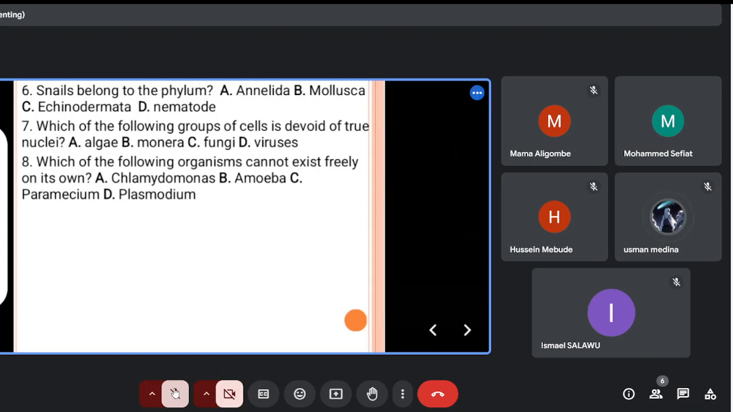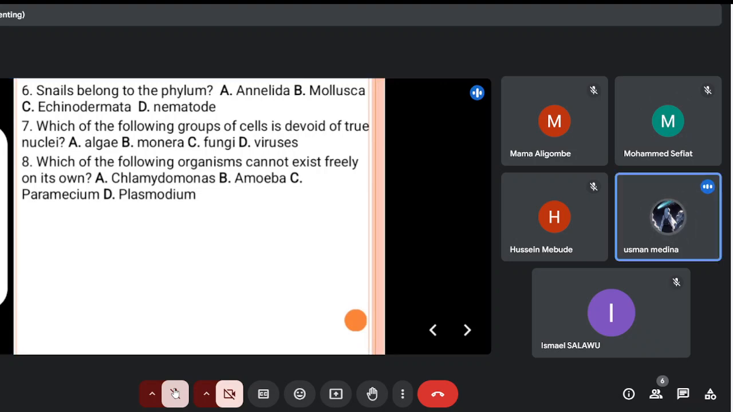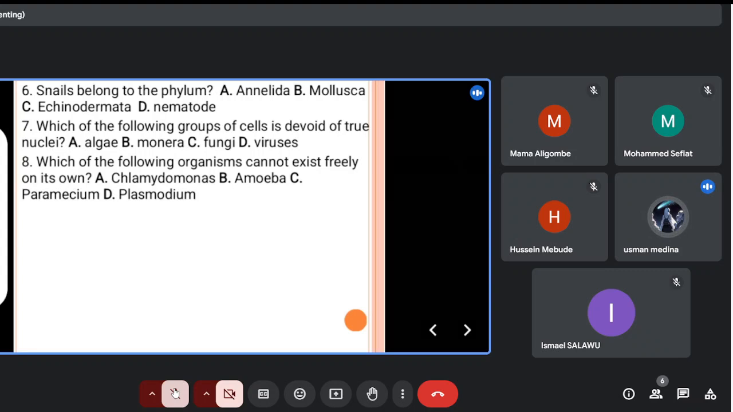Plasmodium. Why? The plasmodium requires a host organism to survive. So it requires a host organism, which is what? The female Anopheles mosquito. So it cannot exist freely, unlike amoeba that is free living. It is independent. We mentioned the forms in which cells exist. We said some are single, free, independent living organisms, such as paramecium, amoeba, and the likes.